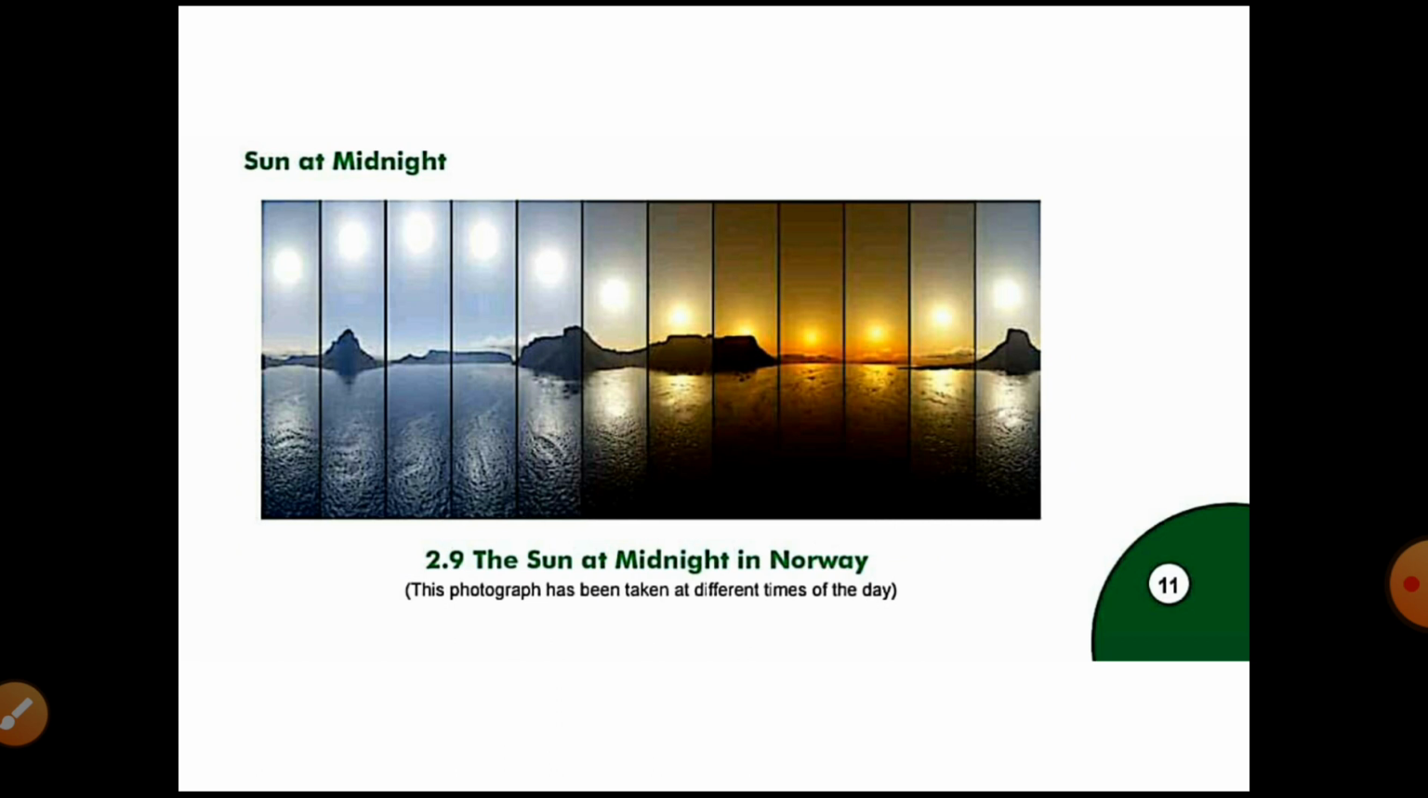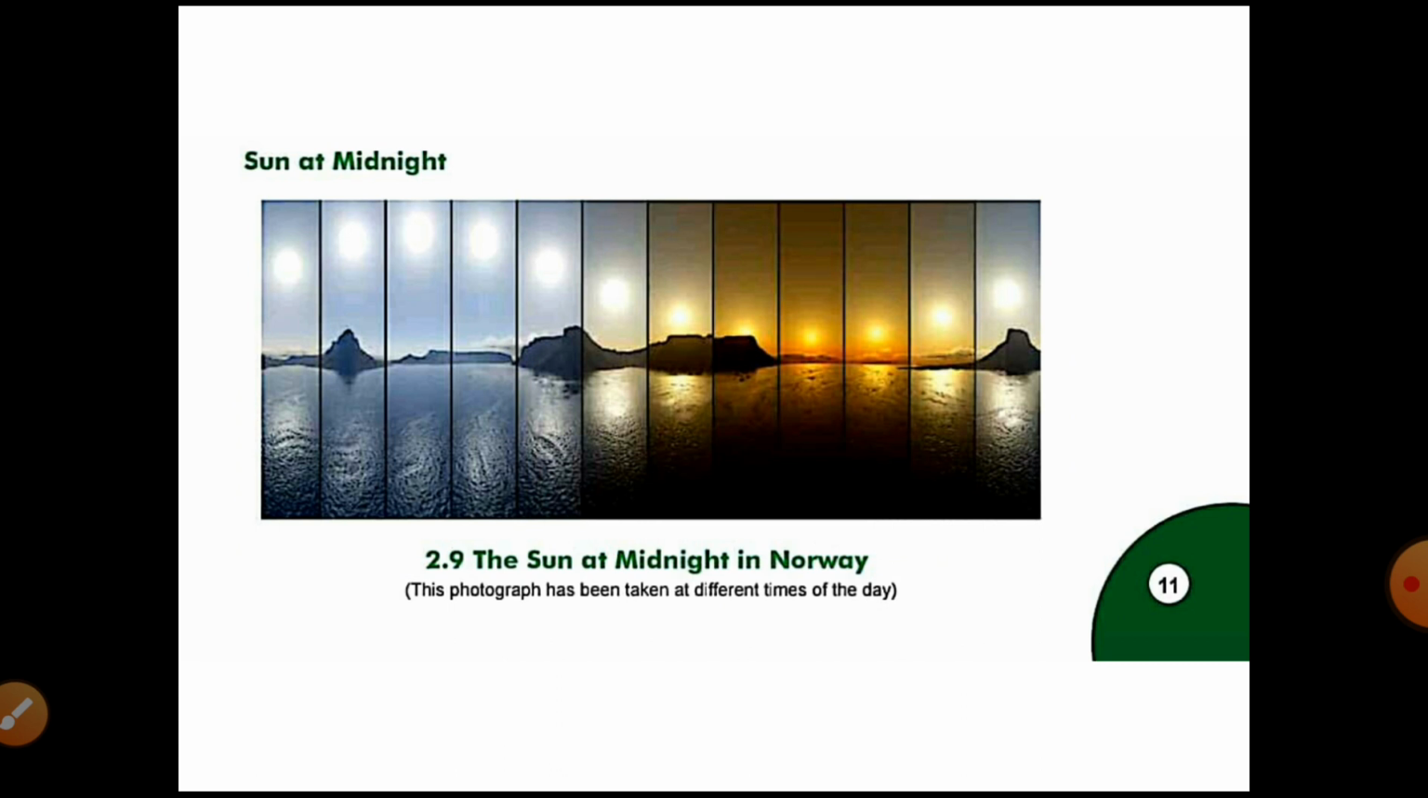Here in this picture you can see the sun at midnight. The midnight sun is in Norway. This photograph has been taken at different times of the day, in which we can see the sun visible in Norway at night. What is the reason behind it?